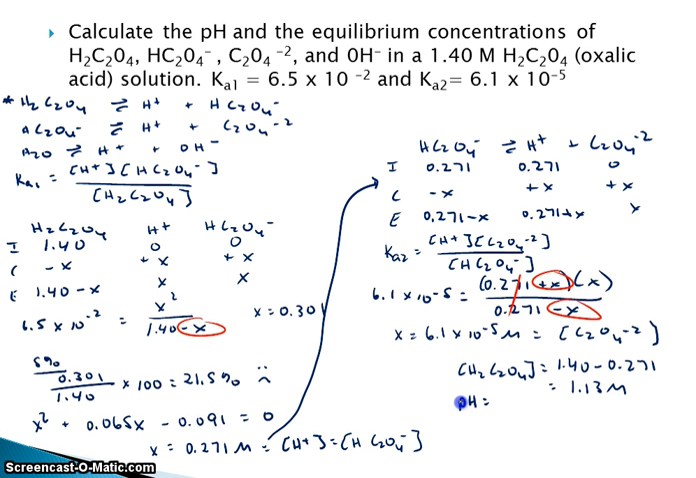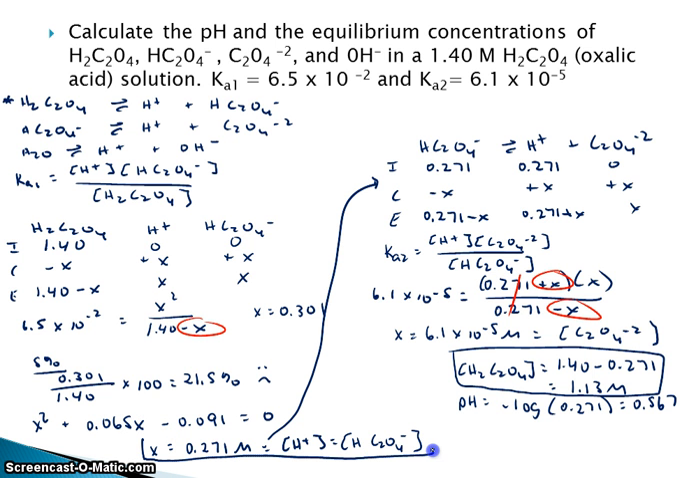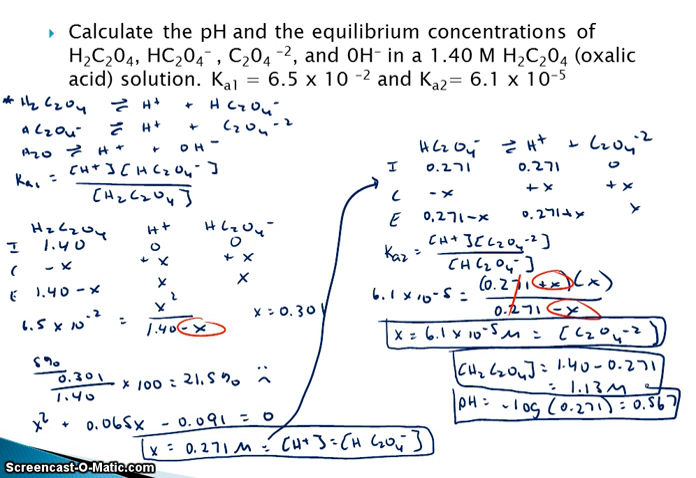So our pH is going to equal the negative log of 0.271, which will give us a value of 0.567. So when we go back and double check, we wanted to find our oxalic acid concentration at equilibrium, that's this value here. We wanted to find the hydrogen oxalate ion concentration, that's this value here. We wanted to find the oxalate ion concentration, that's this value here. We wanted to find the pH, that's this value here.